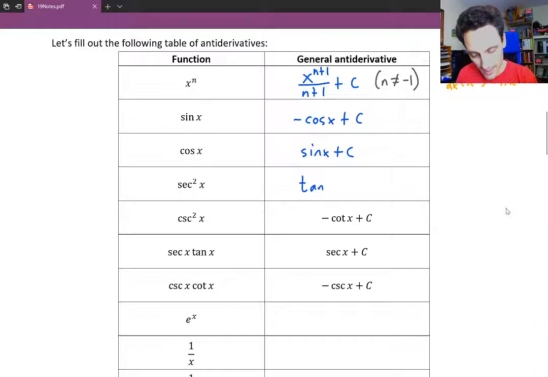If you said tangent x plus c, then that would be correct. Secant squared x is the result of taking the derivative of tangent x. So if we want to reverse that process, then the antiderivative of secant squared x is tangent x, because turning back around, the derivative of tangent x is secant squared x. Similarly, the antiderivative for cosecant squared x will be negative cotangent x. The antiderivative for secant x tangent x will be secant x. And for cosecant x cotangent x, the antiderivative will be negative cosecant x. Again, you can double check by taking the derivatives of the right column and making sure that you get the left column.